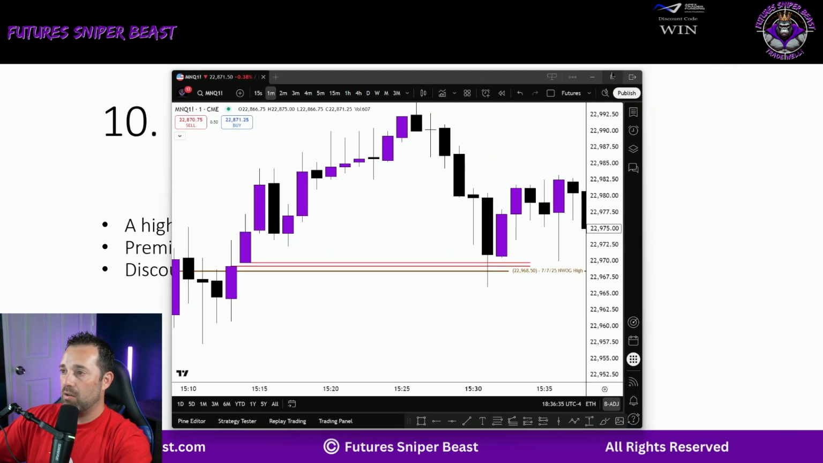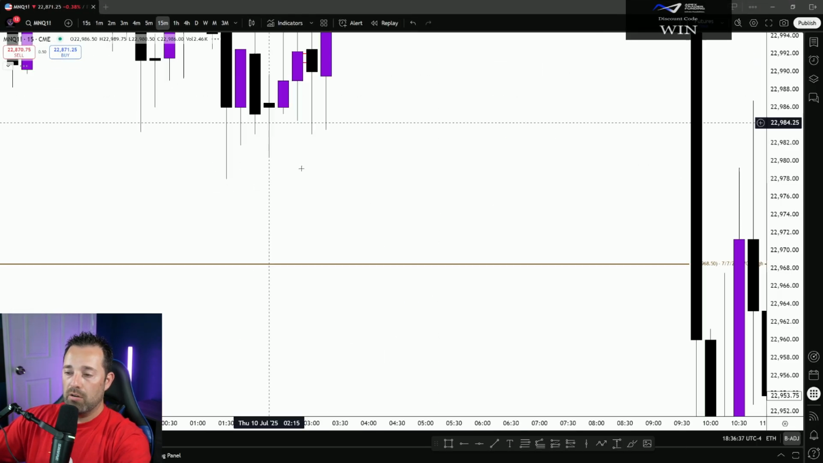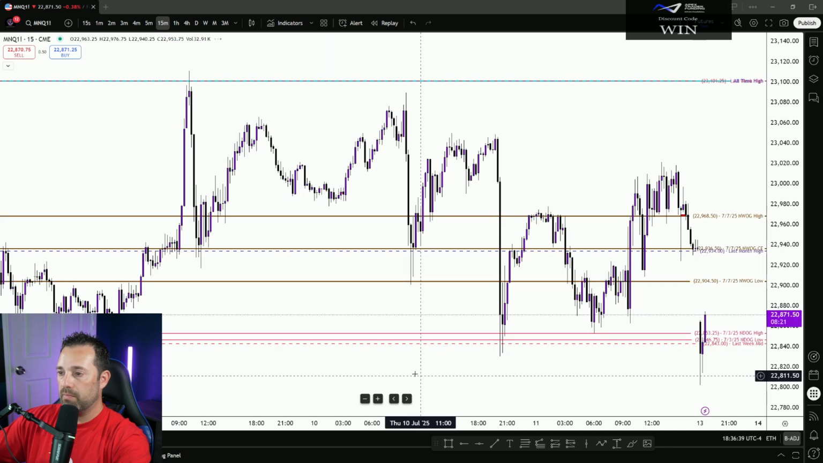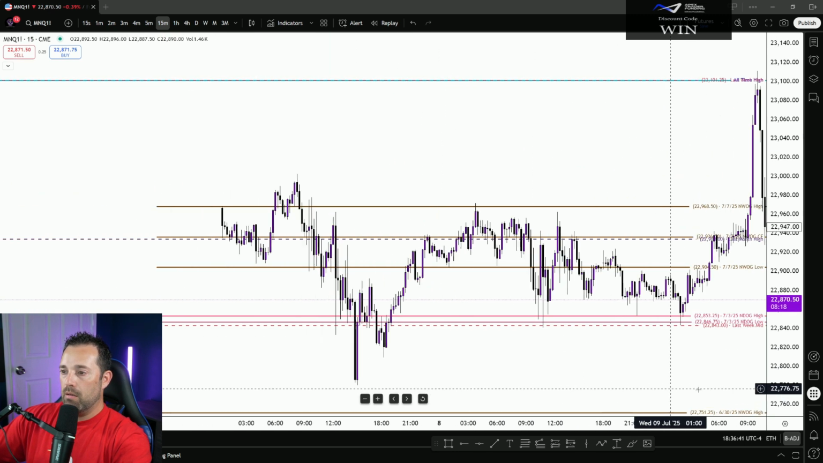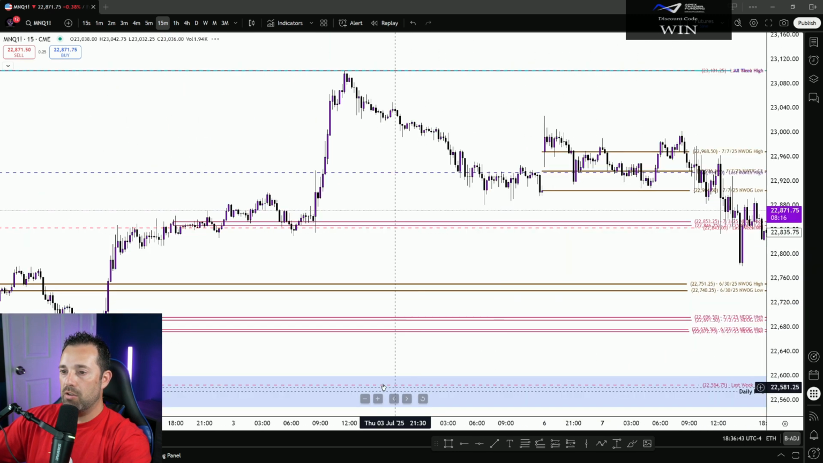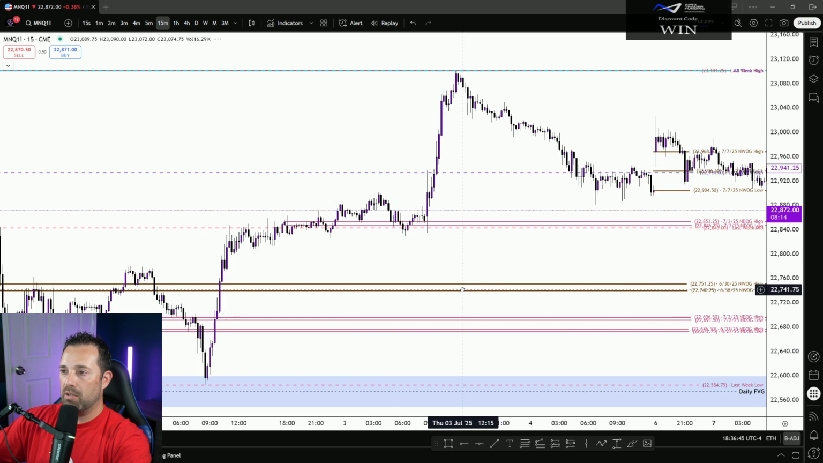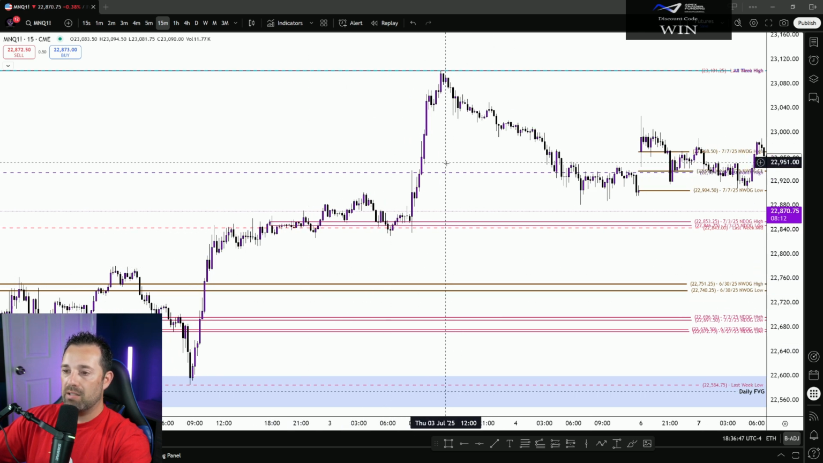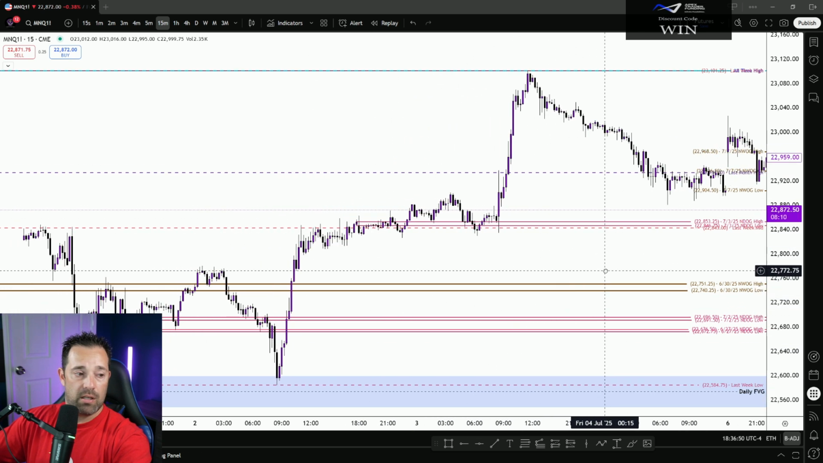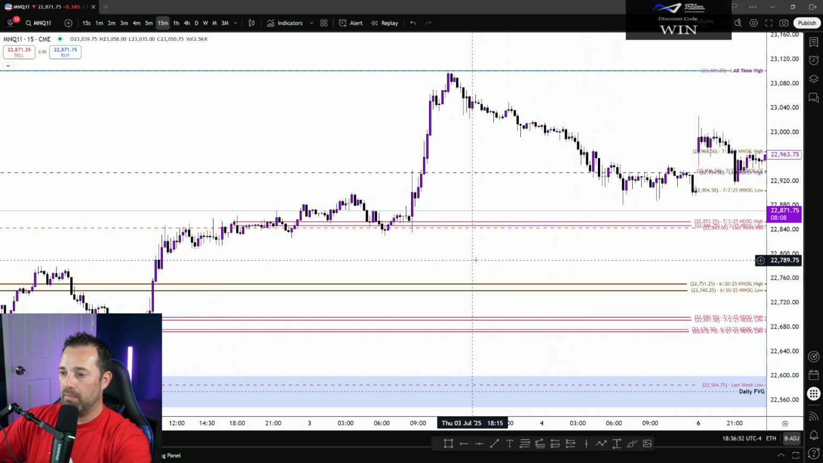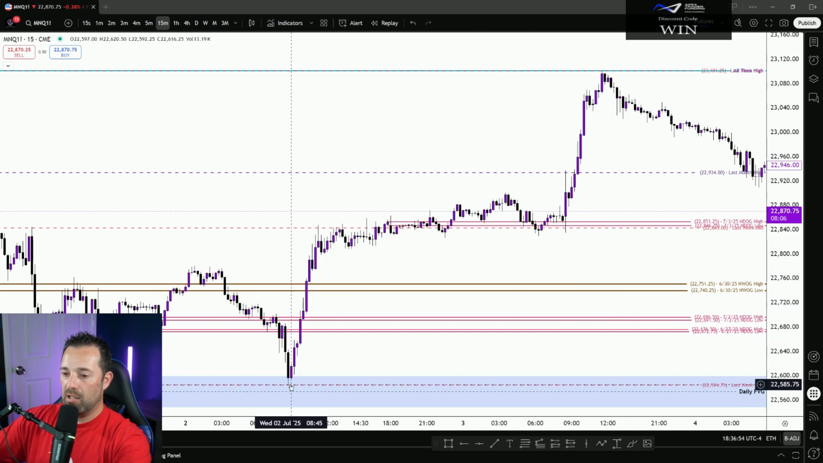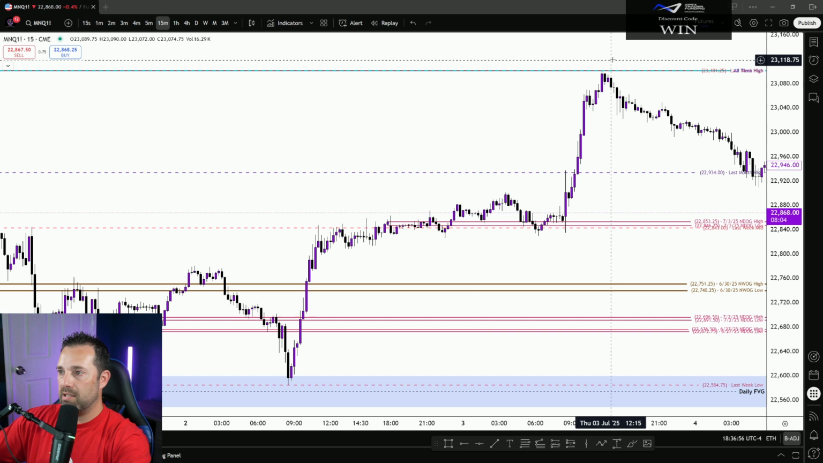Okay, so let's go to here and show an example. You can measure a dealing range in a bunch of different ways. But let's just say, for example, let's take this right here. We have this is the lowest point right here on this chart, and this is the highest point right here.